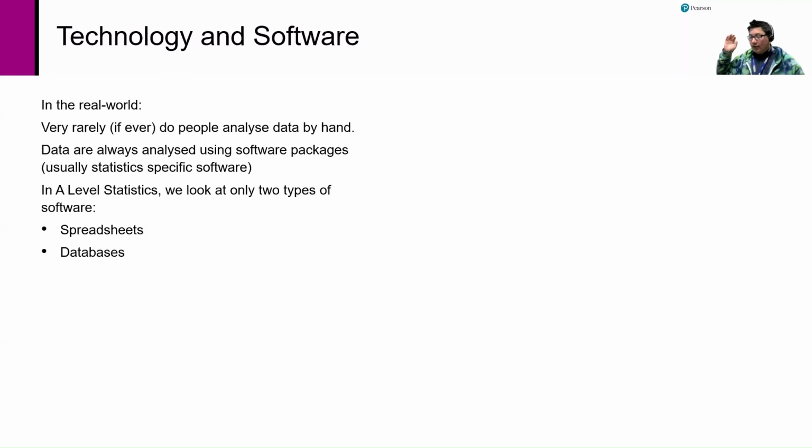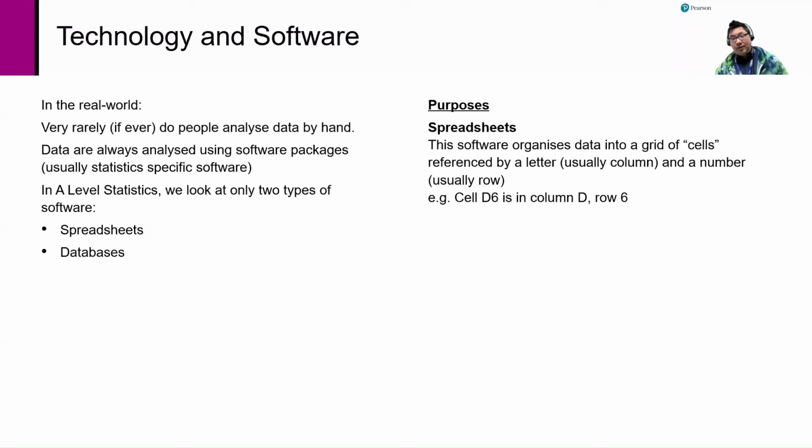Okay, and obviously, if you have access to other statistical software, then by all means, let them have a play. It's great experience. But in terms of the examination, it will only be spreadsheets and databases. Now, the purposes. This is something that is not very well known, so this is something you might want to take on board. Why are there 2 of them? Well, the purpose of a spreadsheet is that it organizes your data into a grid of cells, and therefore we can see that a cell is referenced by a letter and a number. Those of you that have used spreadsheets before, you know what that means. If you haven't, then that's what a cell does.